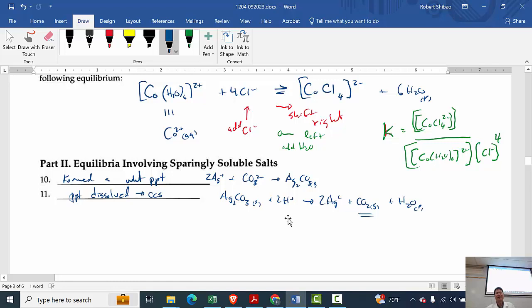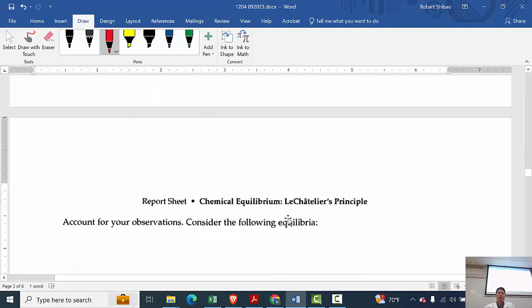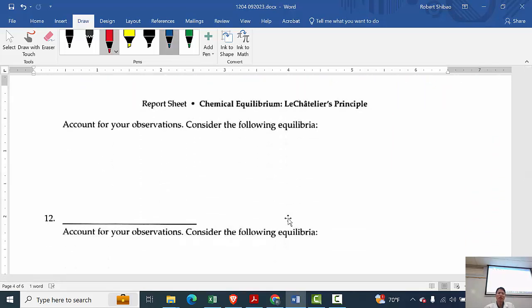Consider the following equilibria. Okay, the first equilibrium is just a precipitation reaction. You know, we expect that. There's a driving force for both of these. Now, they want us to explain it in terms of Le Chatelier's principle. So in terms of Le Chatelier's, we do it something like this. We would go 2 silver ions plus a carbonate. This is going to go to silver carbonate, so solid.